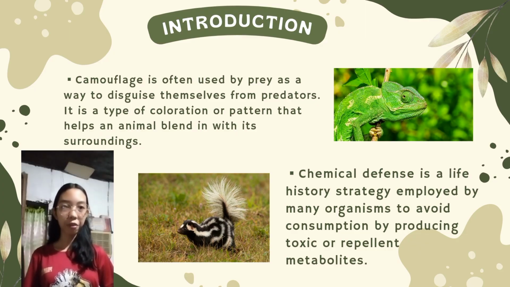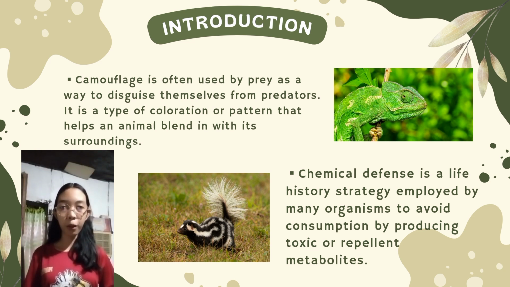So what is camouflage? Camouflage is often used by prey as a way to disguise themselves from predators. It is a type of coloration or pattern that helps an animal blend in with its surroundings. It is the ability of animals, plants, or objects to blend into their surroundings to avoid being seen. It helps animals protect themselves from predators or hunt their prey without being noticed. Some animals change their colors while others have patterns or textures that make them look like their environment.